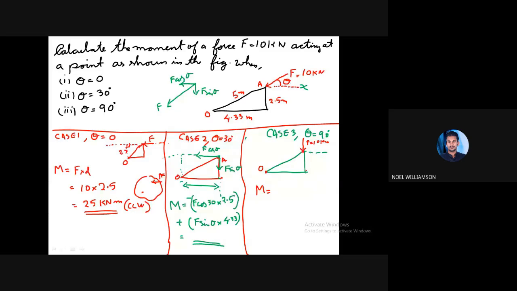here you can get the perpendicular distance directly, since this distance is there. So we don't need to resolve it. That is 10 into the perpendicular distance, that is 4.33 itself. So we get 43.3. Unit is kilonewton meter. This is in the clockwise direction. What value did you get here? Please put it in the chat box.